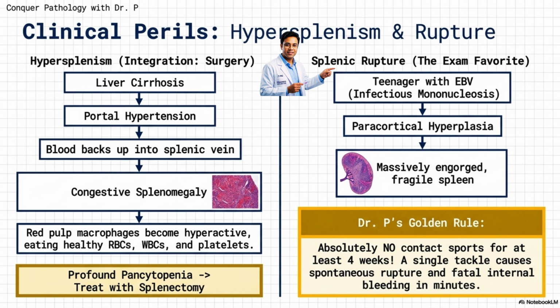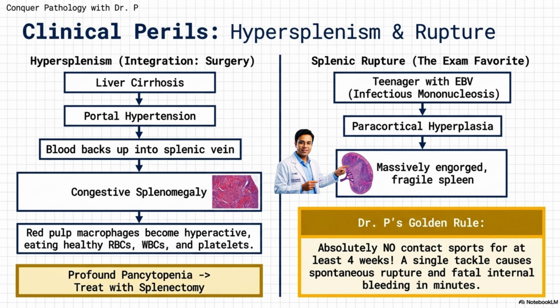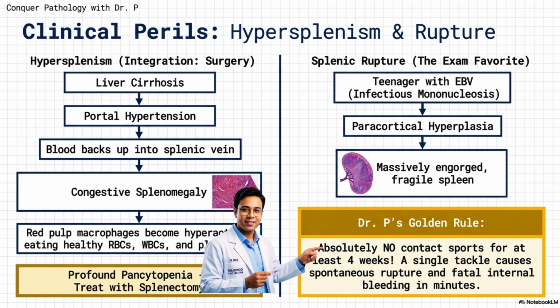The other peril is splenic rupture, which is a major exam favorite. Picture a teenager with EBV, meaning infectious mononucleosis. The virus causes paracortical hyperplasia, resulting in a massively engorged, fragile spleen. Dr. P's golden rule here is absolutely no contact sports for at least 4 weeks. A single tackle causes spontaneous rupture and fatal internal bleeding in minutes.